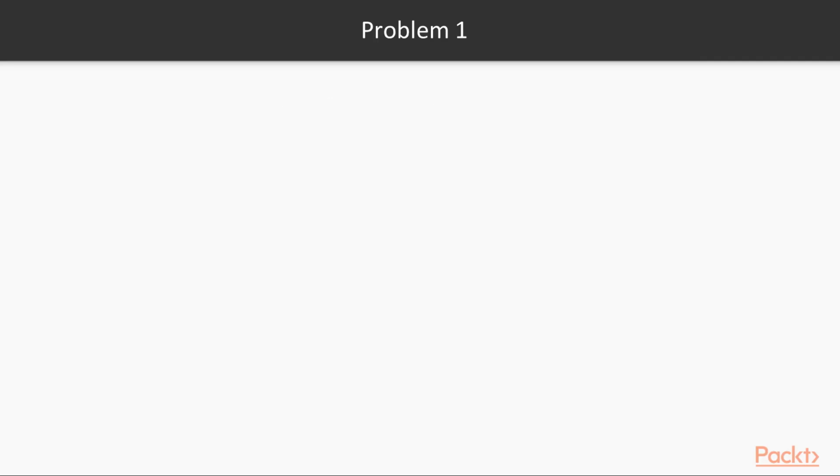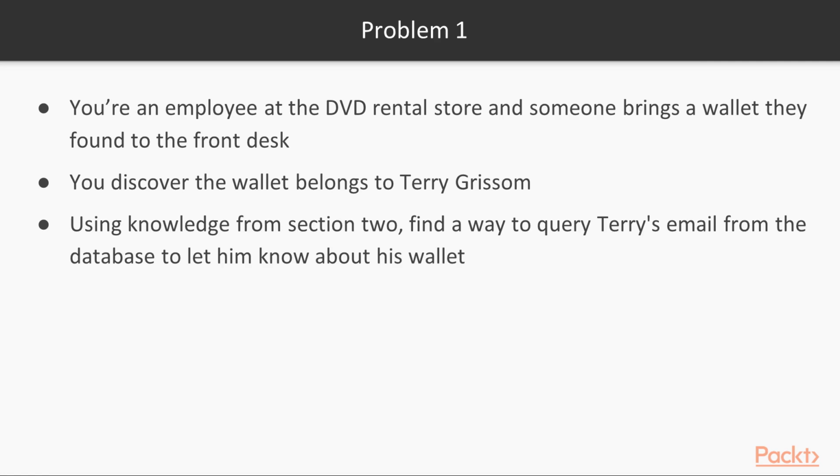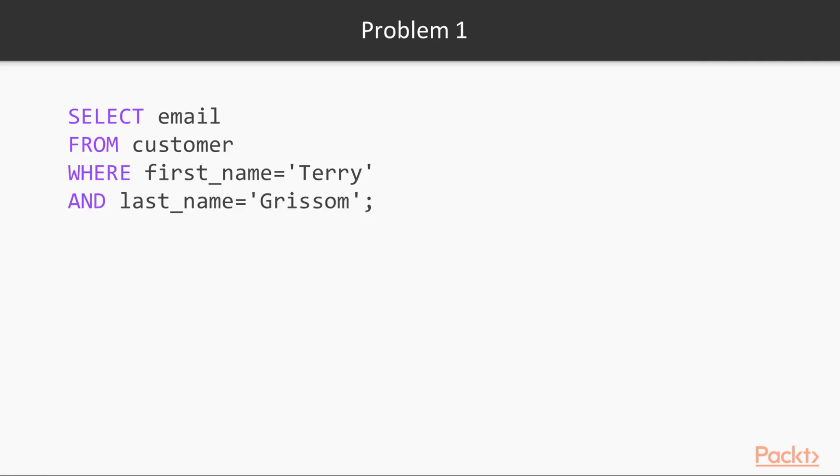For problem 1, you're an employee at the DVD rental store, and someone brings a wallet they found to the front desk. You discover the wallet belongs to Terry Grissom. Using the knowledge from section 2, find a way to query Terry's email from the database to let him know about his wallet. Your query should have looked something like this: SELECT email FROM customer WHERE first_name = 'Terry' AND last_name = 'Grissom'. Hopefully you were able to get that.